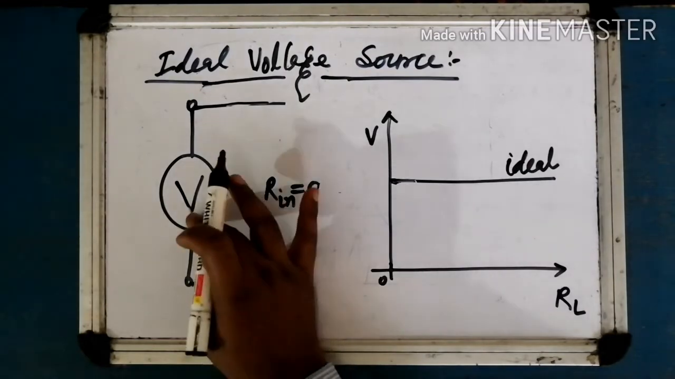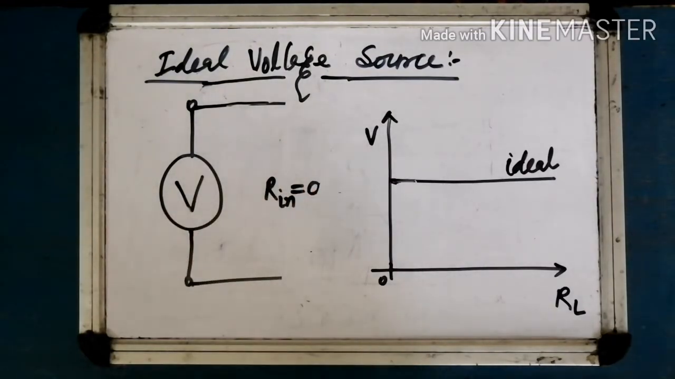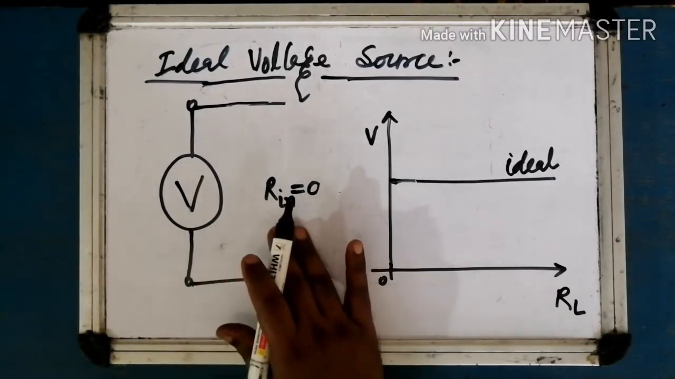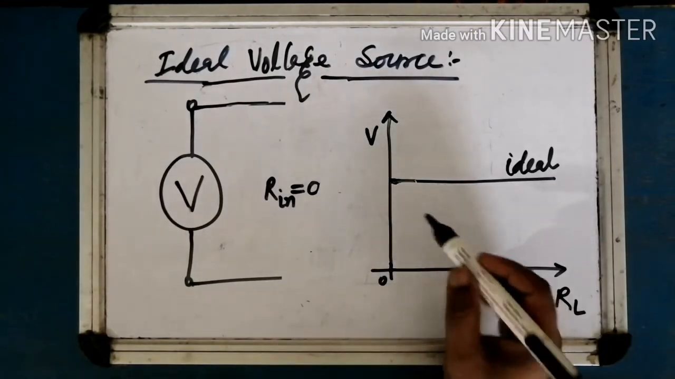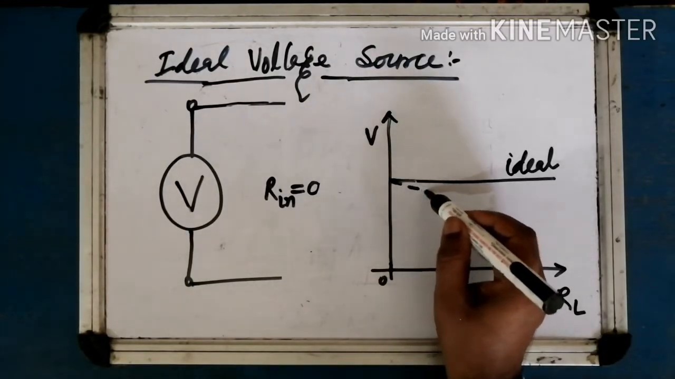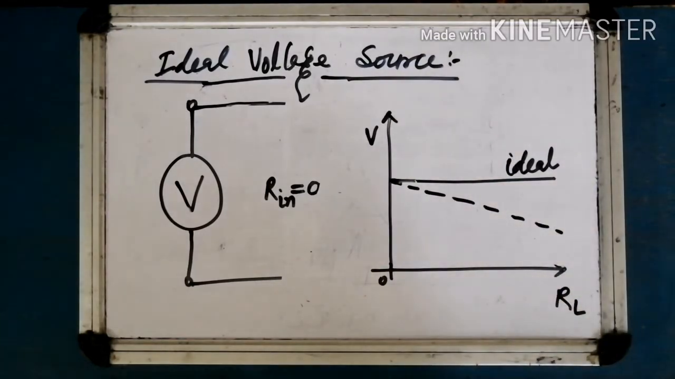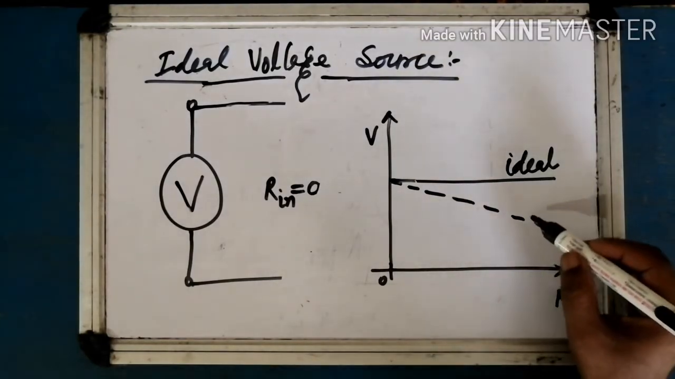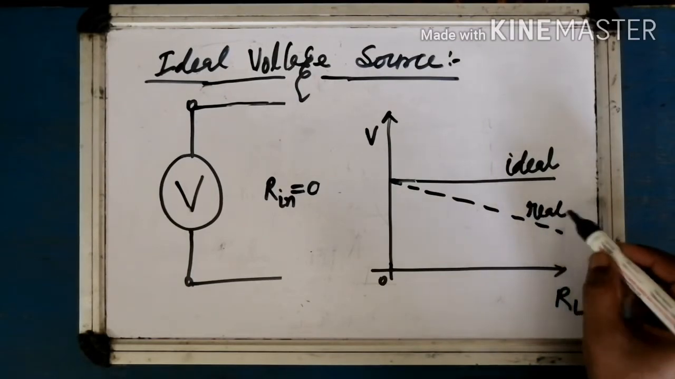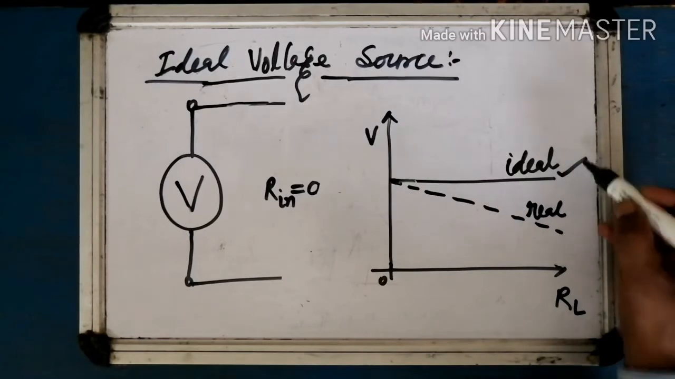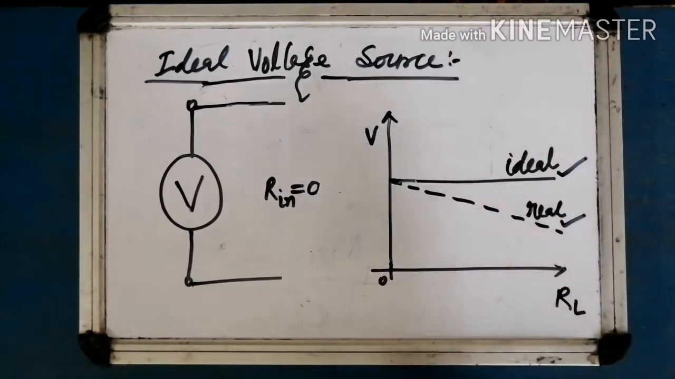If this source is non-ideal, it means that it is practical. It has certain internal resistance. It means that its terminal voltage decreases with the increment of load resistance. So this is all about the real or practical voltage source. This one for ideal voltage source and this one for real voltage source.